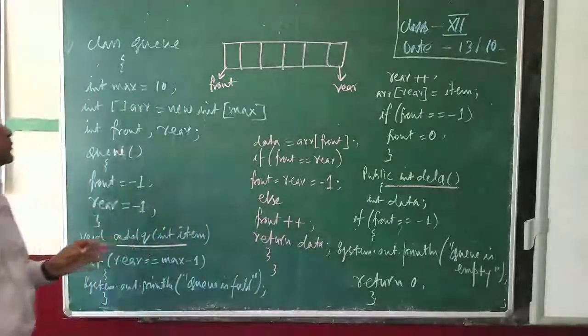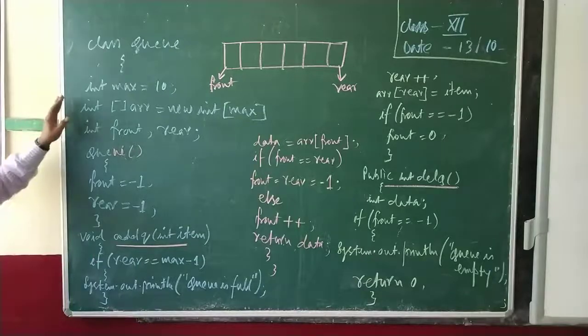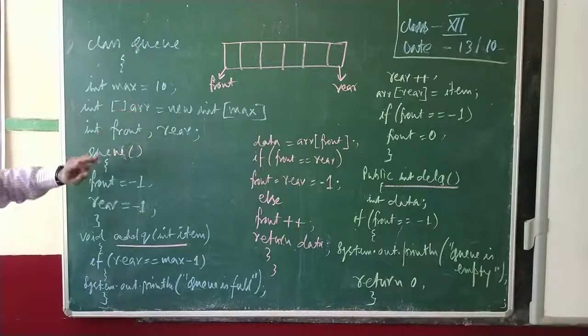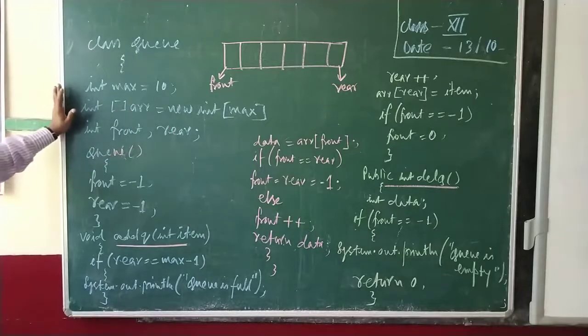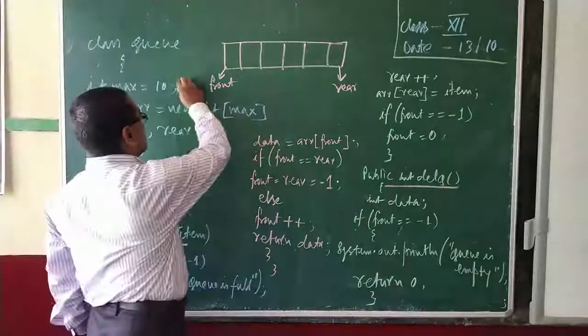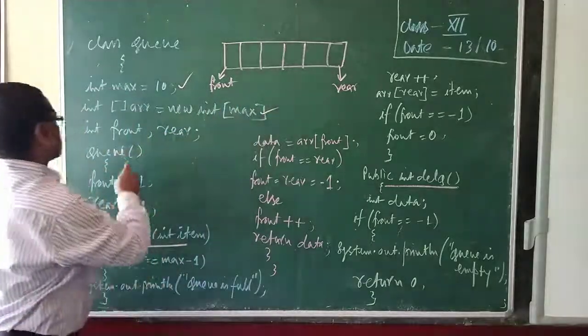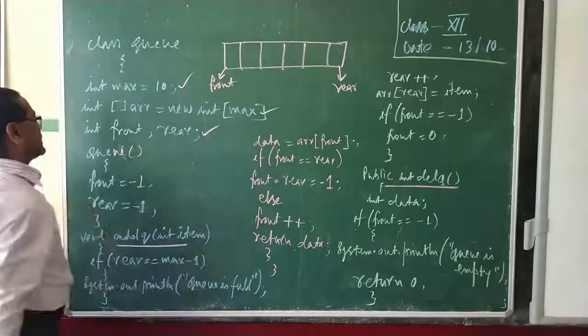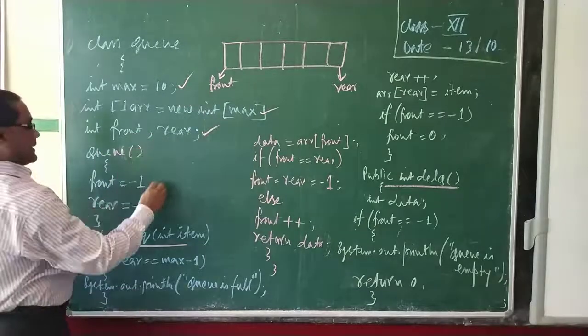Now I am coming to the concept: int max equal to 10. I told you this is queue and then stack. This is a type of array only, so there is nothing to worry about. This is a special type of array. Now int arr equal to new int max. So here you have no difficulties with this. There are two counters, front and rear, both integer type. Now for the queue, front and rear equal to -1.